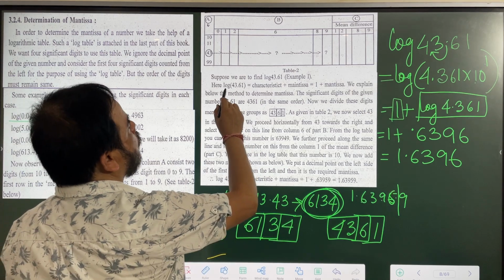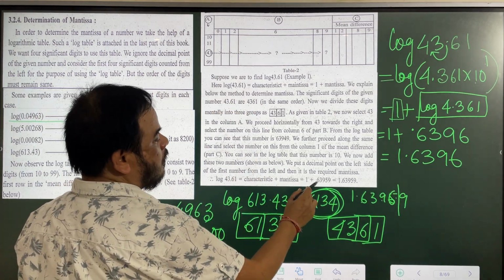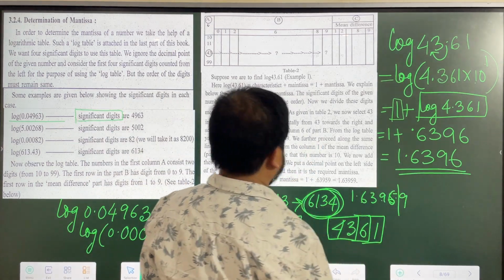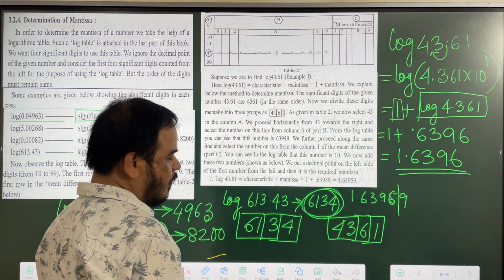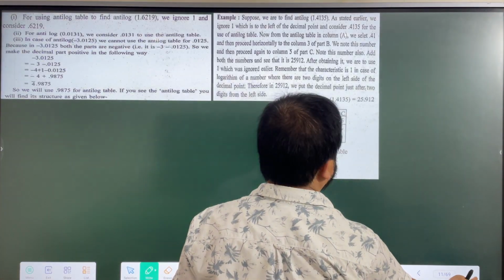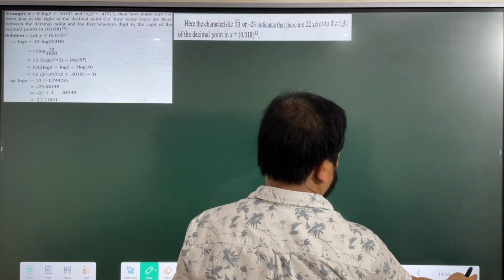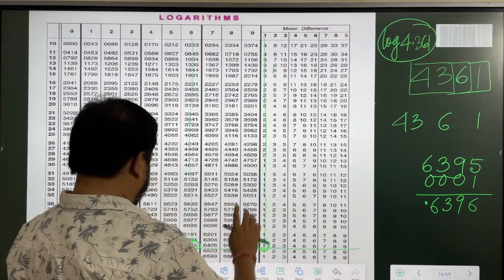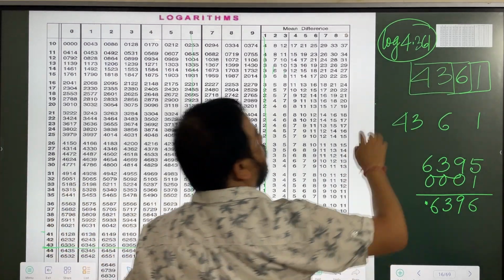So log 43.61, we have got 1.6396. I will show you one more example, then you will understand properly. This one, please pause the video and you will learn it properly.